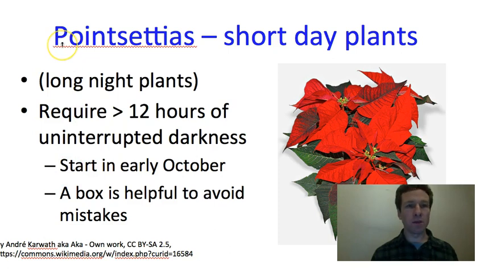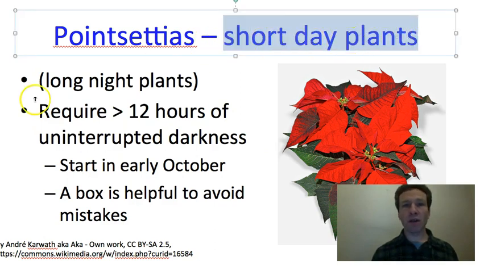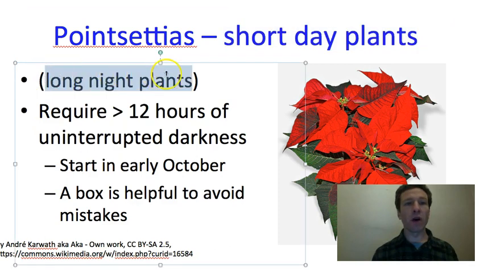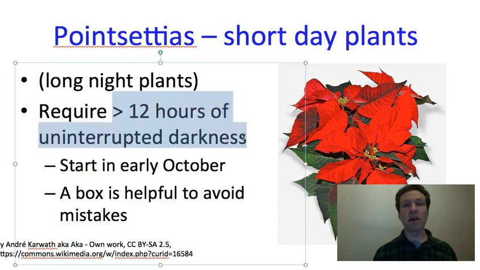One plant that is associated with the holiday season is poinsettias. And this is a relatively recent innovation in the last 100 or so years, but we like to put these plants out around holidays. It turns out that poinsettias are short day plants. But really, from what we just talked about, we know that means they are long night plants. And so these plants require at least 12 hours of uninterrupted darkness to get them to flower. And this has to happen well before the holiday season.